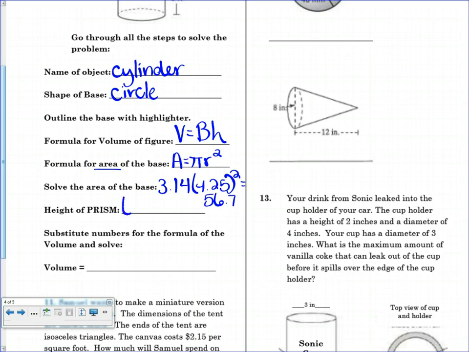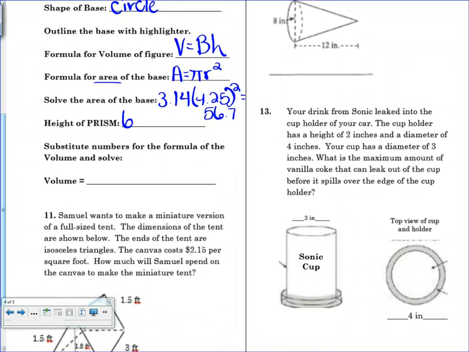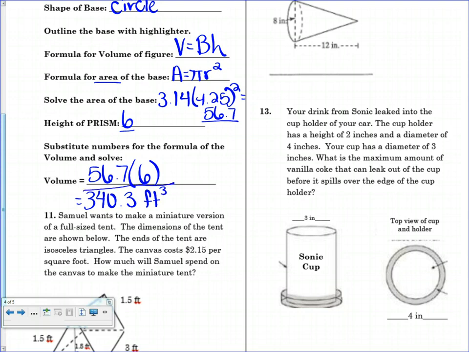The height of the prism is 6. And now we just have to take these two numbers and plug them into our volume formula. So we're going to take 56.7 times the height, which is 6. 56.7 times 6 is 340.3 feet cubed. Because, again, volume, you can use cubed for your units.